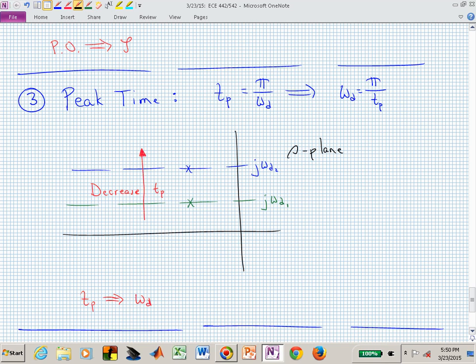Time to peak then translates into omega sub d. And if somebody gives you a time to peak, they now have specified your omega sub d. If they say you want to reach your peak time at 100 milliseconds or less, now you have pi divided by 0.1 for omega sub d, or you're now at 31.4.